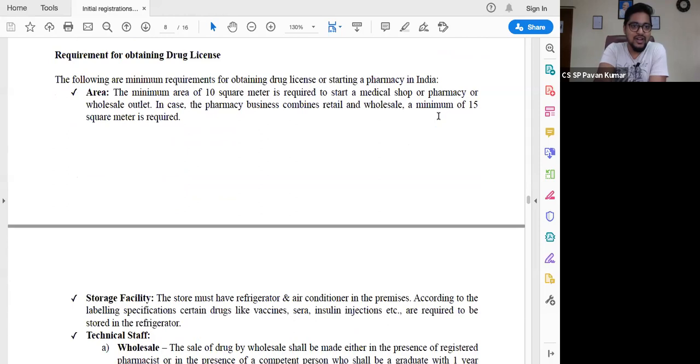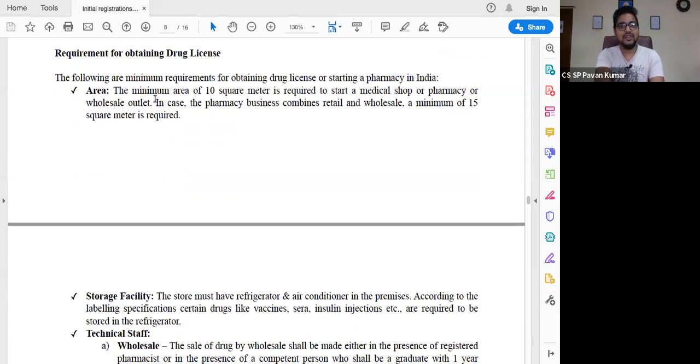Requirements for a drug license. The following are the minimum requirements for obtaining a drug license to start a pharmacy in India. How big a medical shop should be, what kind of facilities should be there, whether any refrigerating facility should be there, everything is explained here. Starting with the area, a minimum of 10 square meters is required to start a medical shop.